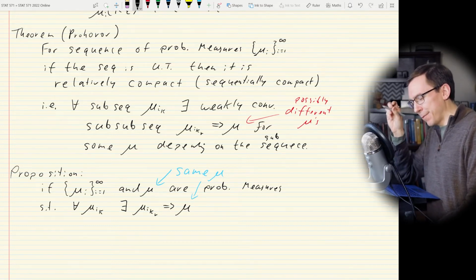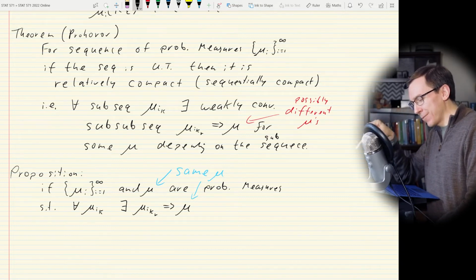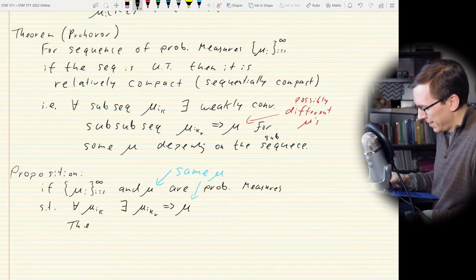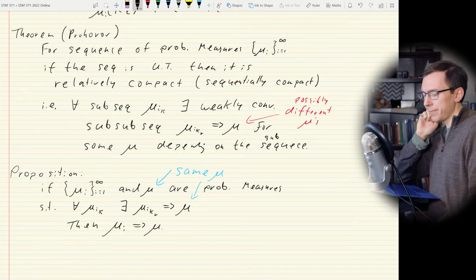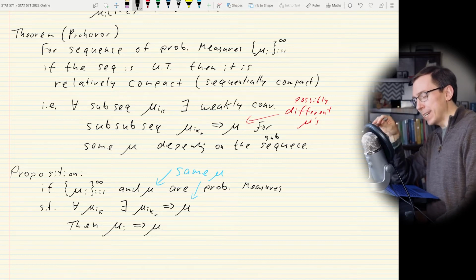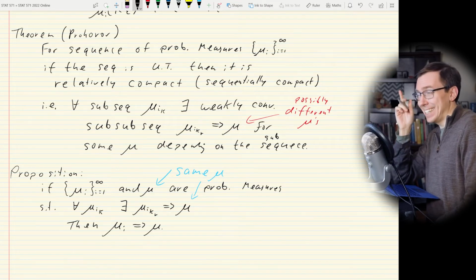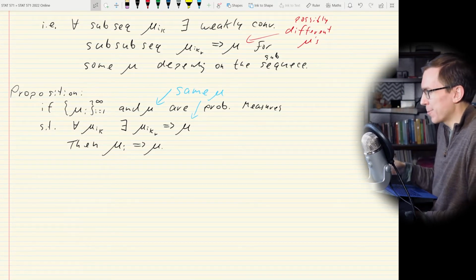The point is that if every subsequence has a subsequence that weakly converges to the exact same thing every time, then mu_i weakly converges to mu. Which means that we can show that a sequence of measures mu_i weakly converges to mu if we can show that every subsequence converges to mu. You think, is that actually easier? Well, we're going to use that later, hence why I'm bringing it in.